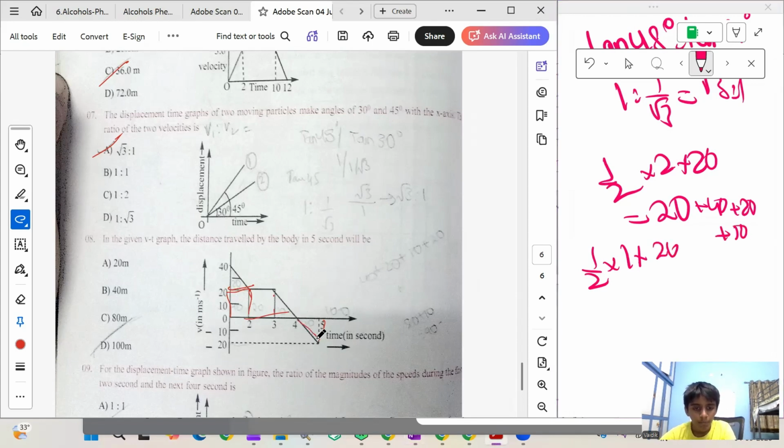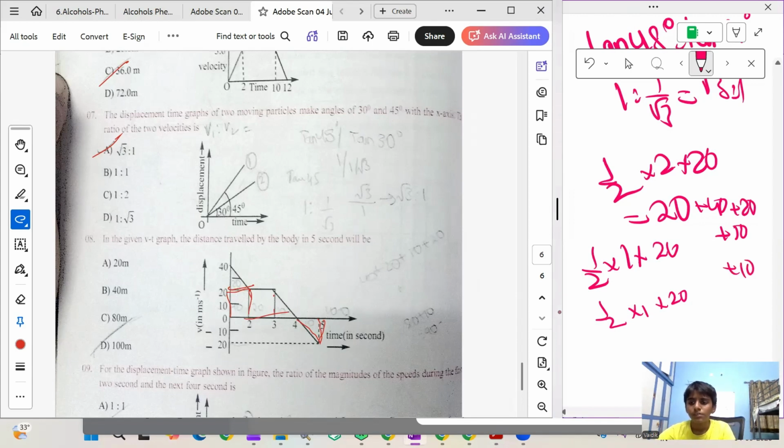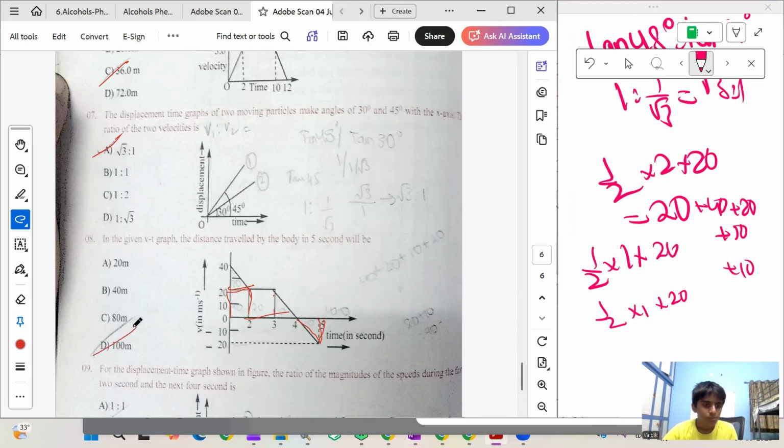and here one more triangle half into 1 into 20. Again plus 10. 20 plus 40, 60. 60 plus 20, 80. 80 plus 10, 90. 90 plus 10, 100. Option D.